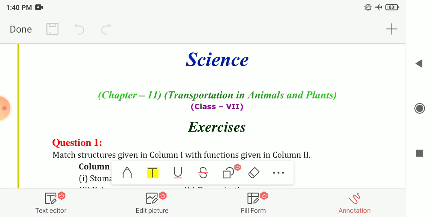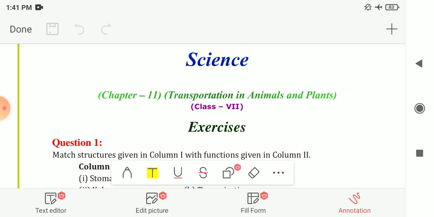Then we had seen another part of the circulatory system, that is the heart. The heart is an organ which beats continuously to act as a pump for the transport of blood. The human heart is four-chambered, and approximately the size of our fist. Its location is the chest cavity. It is present in the chest cavity of the body.